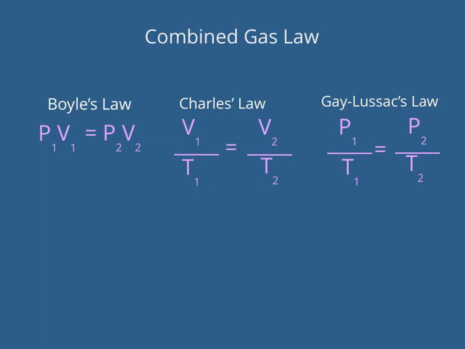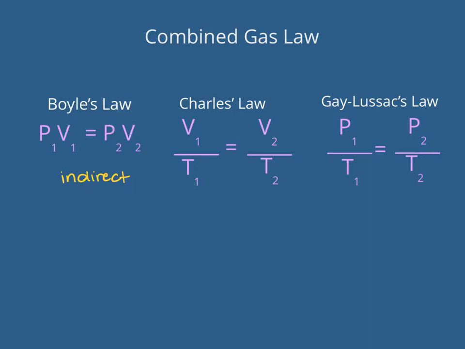So far, we've looked at three individual gas laws: Boyle's law, Charles's law, and Gay-Lussac's law. In Boyle's law, which is P1 V1 equals P2 V2, the relationship between our variables is indirect, meaning as pressure goes up, volume goes down, or as pressure goes down, volume goes up.